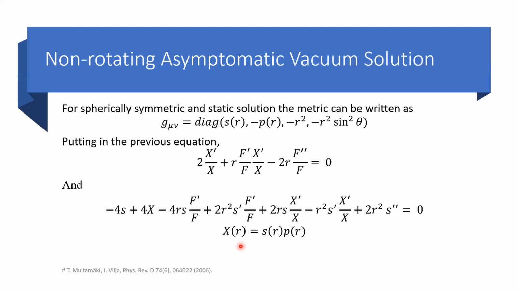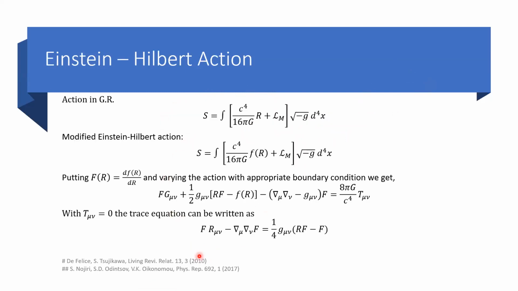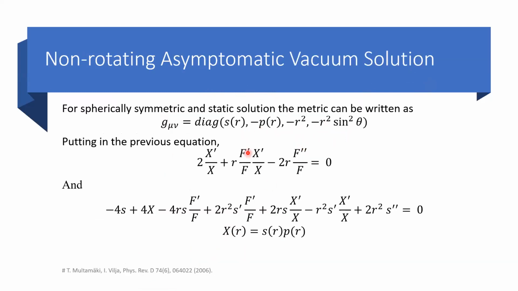If we want to find a non-rotating asymptotic solution, we will first take a spherically symmetric and static metric. So it will basically be a diagonal matrix with diagonal components S(r), minus P(r), minus r squared, minus r squared sine squared theta. Note that we have taken the plus-minus notation here. And from this trace equation, these two equations can be easily derived using this metric. The detailed calculation is present in this paper. Here x(r) represents s(r) times p(r).